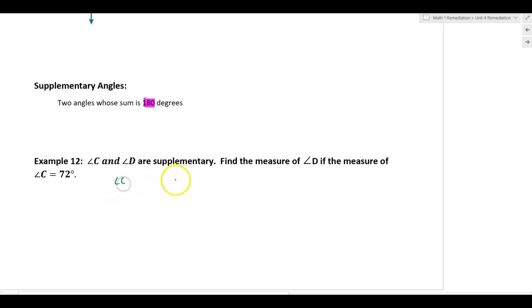So if angle C and angle D are supplementary, I know angle C plus angle D are going to add up to 180 degrees. Find the measure of angle D if the measure of angle C is 72 degrees. So C is 72 plus angle D equals 180. What do I do to solve for angle D? I subtract 72, and angle D is 108 degrees. And we are done. Okay, so remember, supplementary angles add up to 180, complementary angles add up to 90.